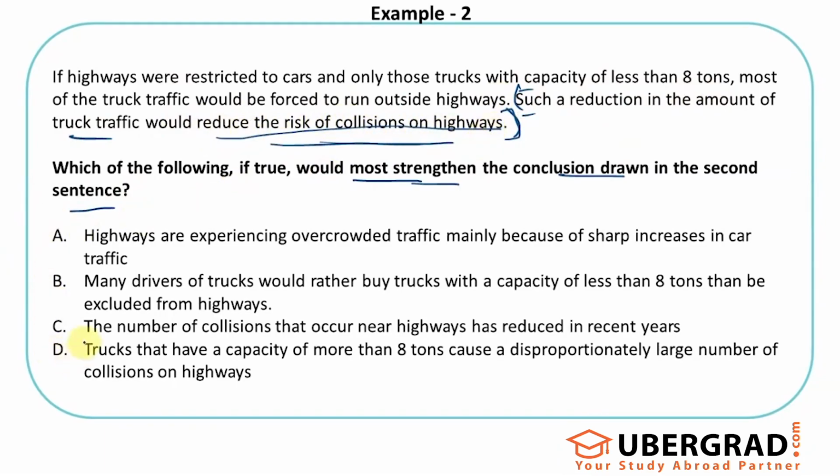So which of these four points, if true, would agree with this and make it stronger? Highways are experiencing overcrowded traffic mainly because of a sharp increase in car traffic. So if there is more car traffic, right?